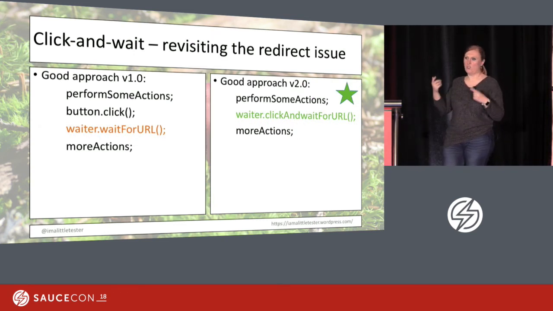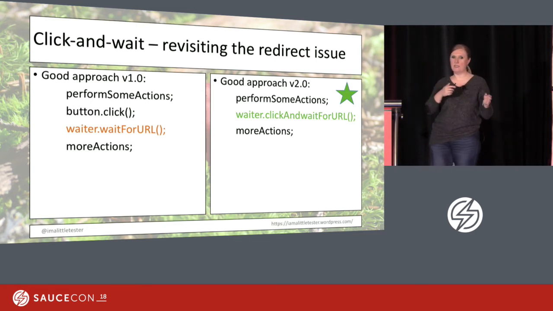Remember when I was talking about the redirect issue, when you're waiting for a specific URL, and I said something like you're doing a button.click, and then you're doing a waiter.wait for a specific URL. If you're thinking about click and wait, you can actually combine the two. You can create your own custom click and wait for URL method that will click on the element and also wait for another URL. And this, again, will save you time.